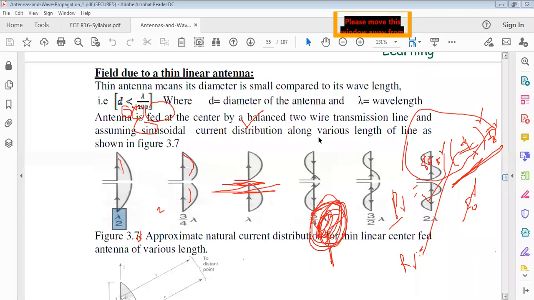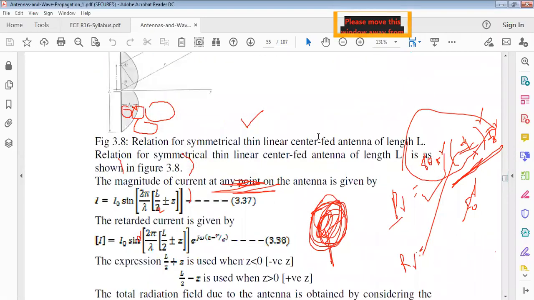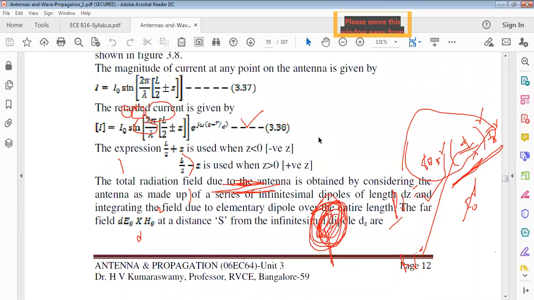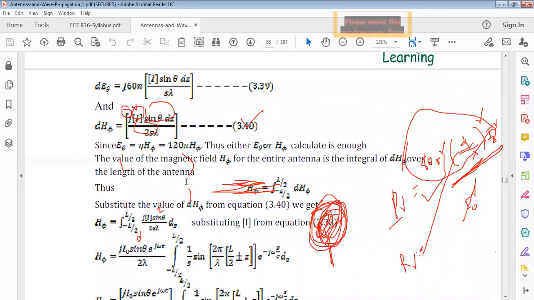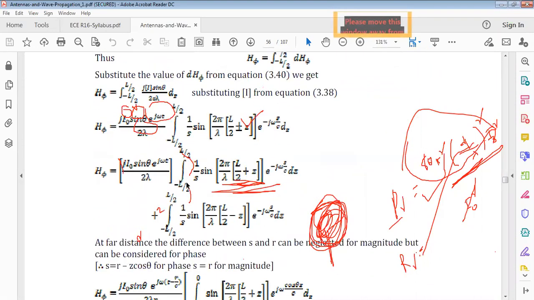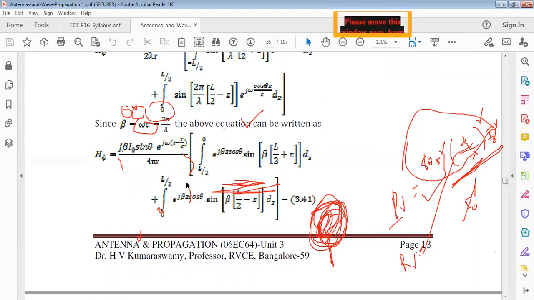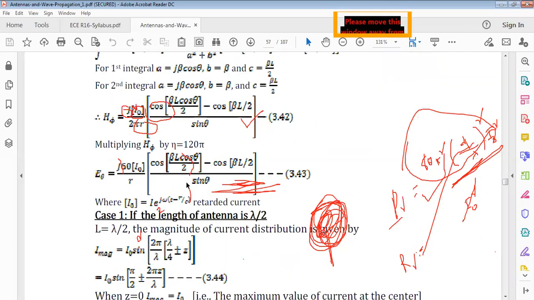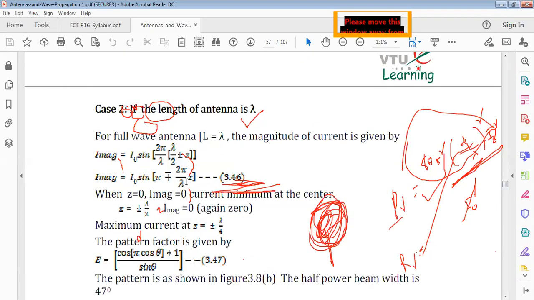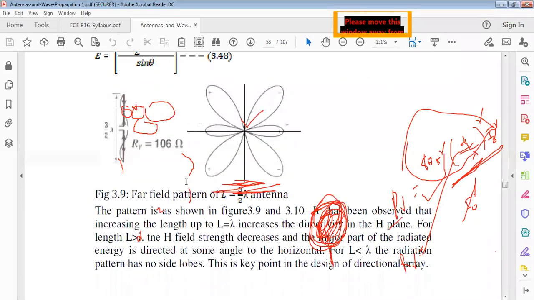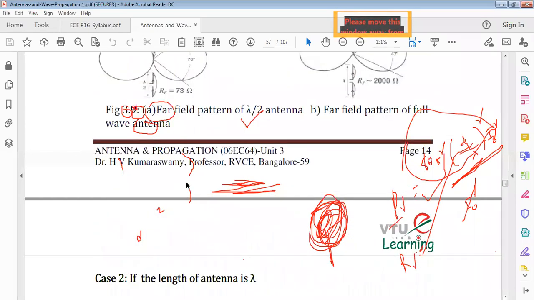Let's see here. Yes, this is the expression which is used to plot those current distributions. I will tell you in the next class about the different cases and different lengths of the antennas, how those current distributions occur. Okay, so that's all for today.